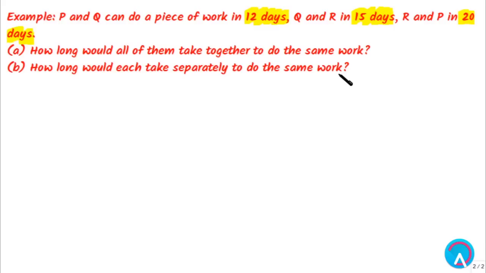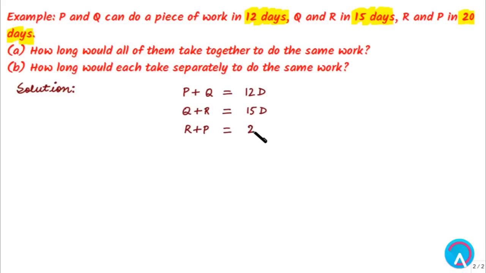So let's solve this question. Let's analyze the information which is given in the question. The question says P plus Q can finish the work in 12 days. Then it is given that Q plus R can finish the work in 15 days. And information is given about R and P also. R and P can finish the piece of work in 20 days.